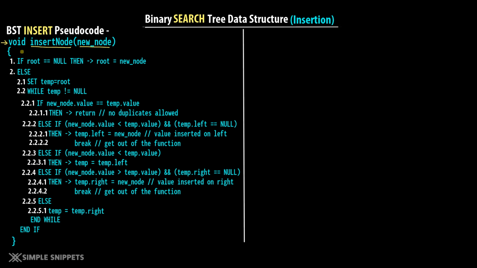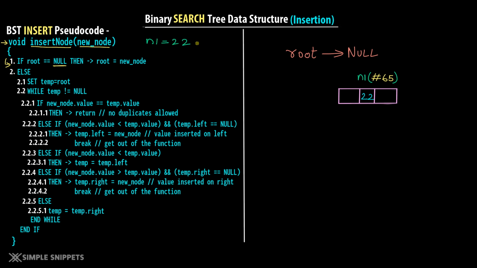Alright. So when we go inside the pseudocode, the first step is: if root equals null, then root equals new node. Now of course, when you are adding the very first node in the binary search tree, the root is going to be null, right? Because the root is going to be pointing to null. Let's say we have the root pointer in the BST class, right? So initially it is going to be pointing to null. But when you add a new node, let's say the node is n1 whose value is 22 and it is created at an address of hash 65.